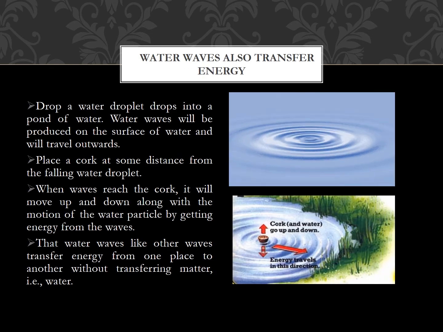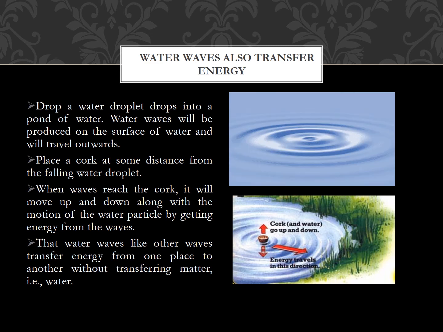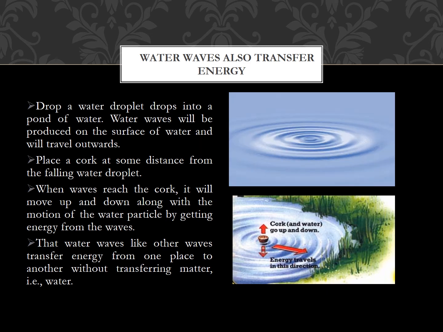Water waves also transfer energy. As you can see in the animation, a water droplet drops into the pond and water waves are produced on the surface of the water and they travel outwards. Now if we place a cork at some distance from the water droplet, then we will see that when these waves reach the cork, it will move up and down along with the motion of the water particles by getting the energy from the water waves. It means that water waves, like other waves, transfer energy from one place to another without transferring matter, that is water.